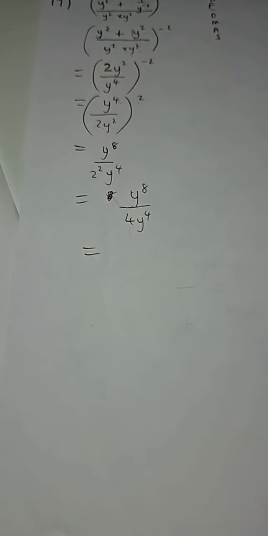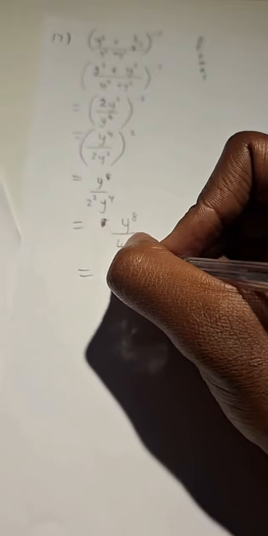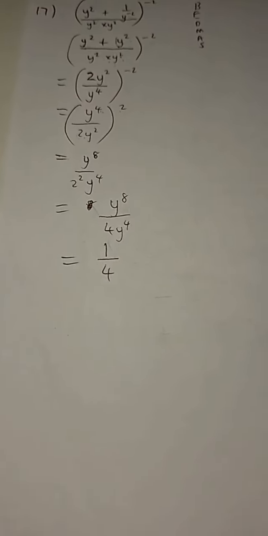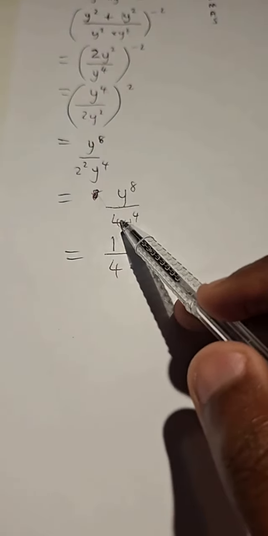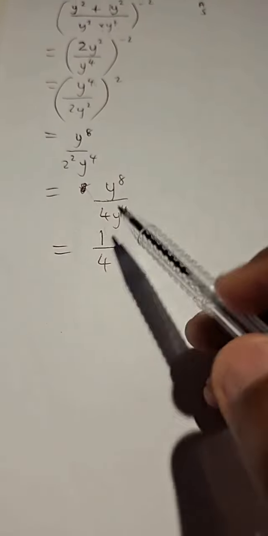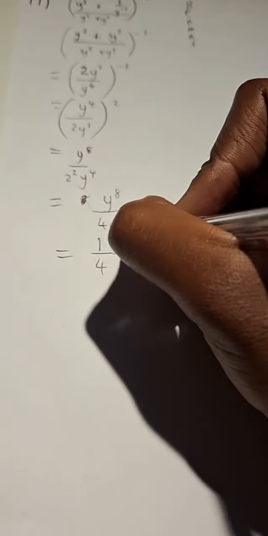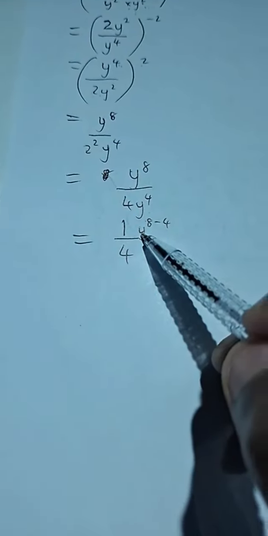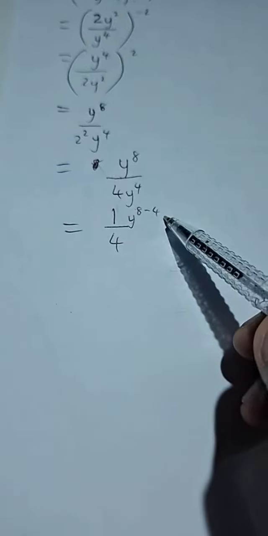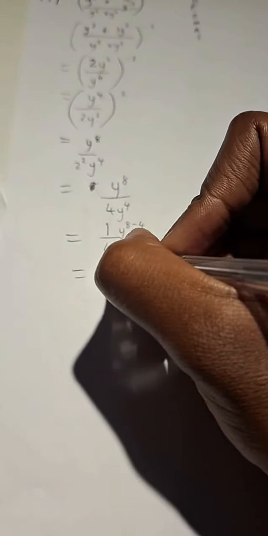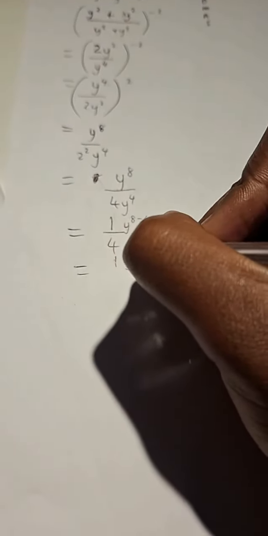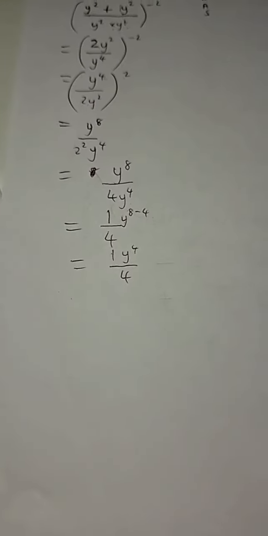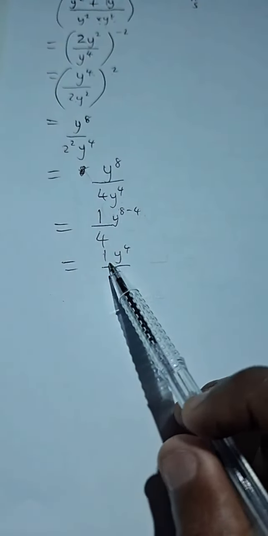Then we simplify. When we simplify, we have 1 over 4. Very important: 1 over 4. There's a 1 coefficient, there's a 4 there. That's y to the power 8 divided by 4y to the power 4. When we are dividing same bases, we keep the base and subtract the exponents. It gives us 1 times y to the power 8 minus 4, which is y to the power 4 over 4.